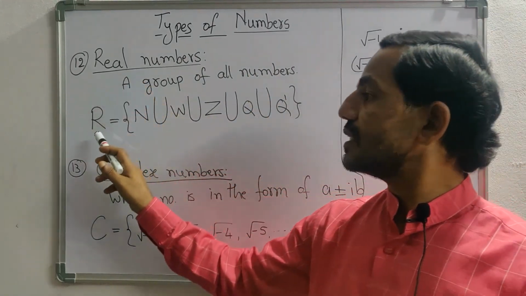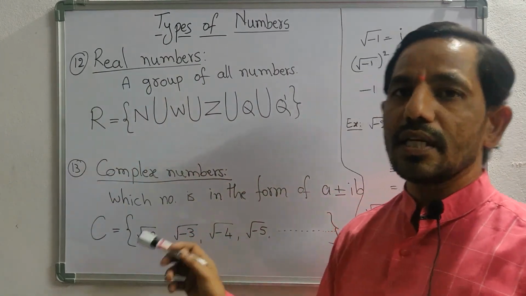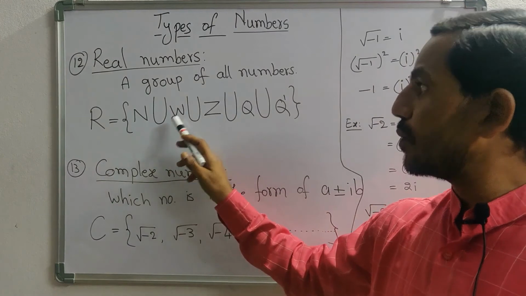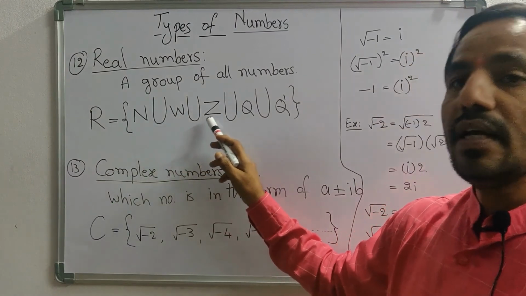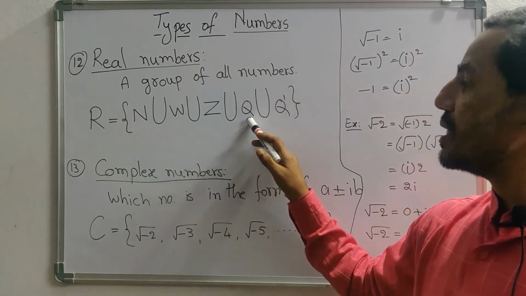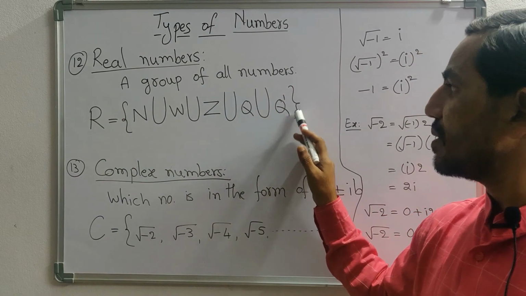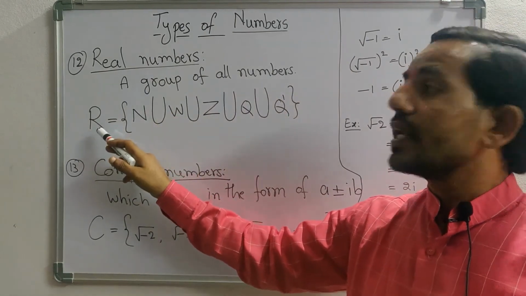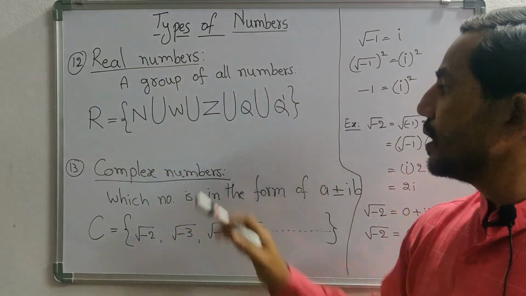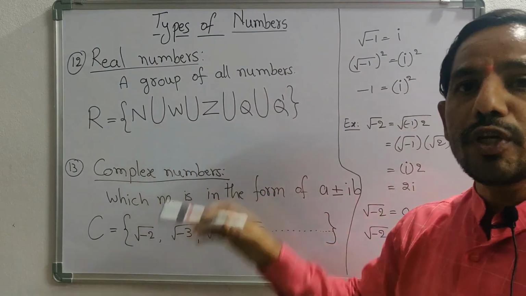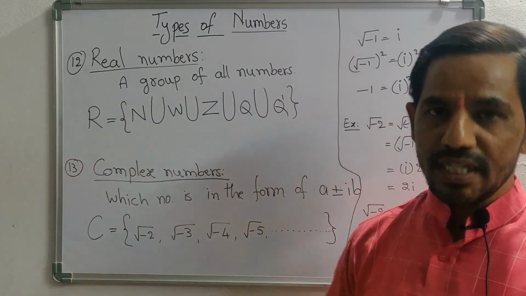So the real number set, denoted by capital R, is equal to the natural number set union the whole number set union the integer set union the rational number set union the irrational number set. A group of all numbers is called the real numbers set. Its symbol is union. Union means a group of things.